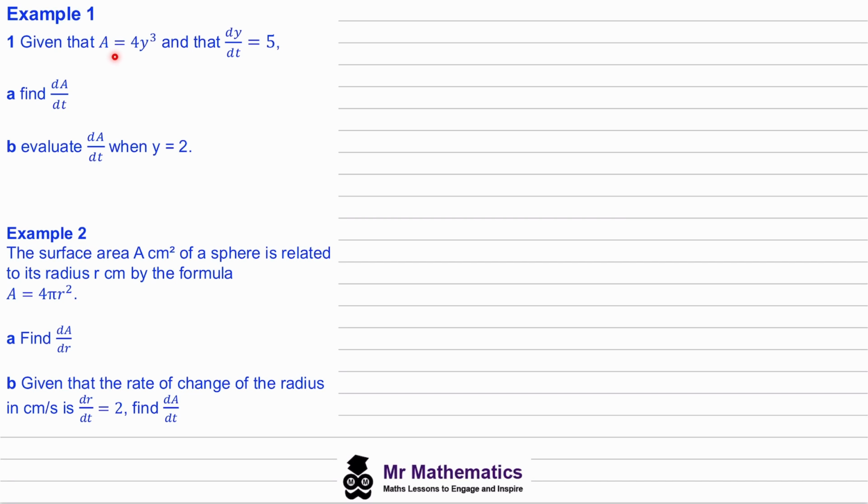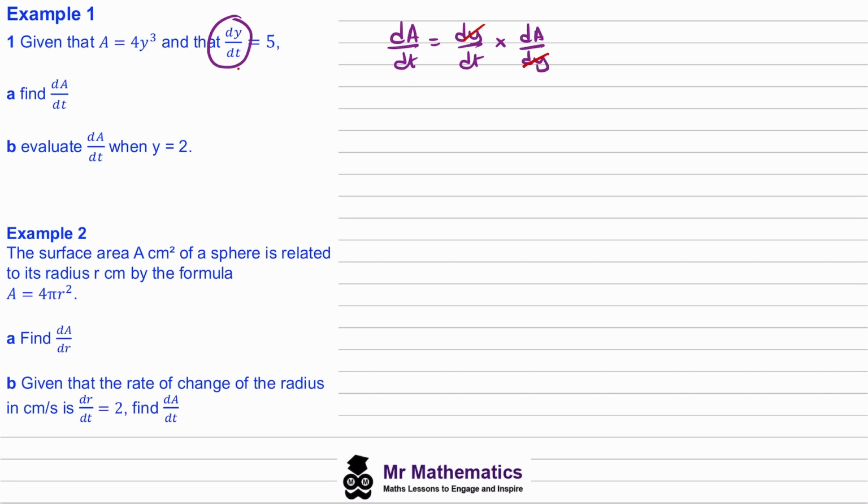We're told that A is 4y cubed, and that the rate of change of y against time, dy by dt, is equal to 5. We need to find dA by dt. We could also say this is the rate of change of A over time. So if we use the chain rule, we want to find dA by dt, and what we have is dy by dt. So using the chain rule, if we multiply this by dA over dy, then you can see that these dy's will cancel, and what we're left with is dA over dt. And this is what we want to find.